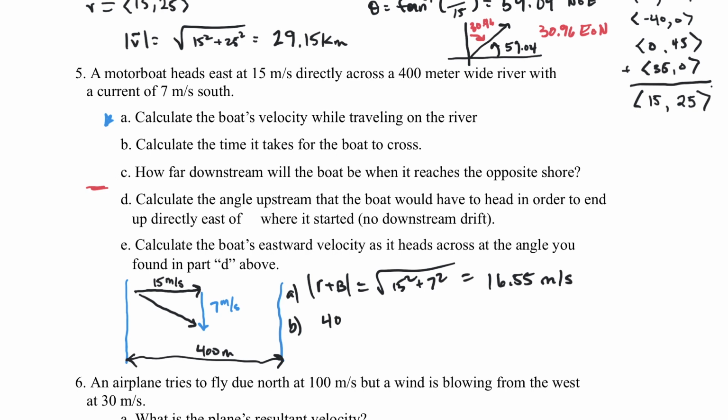I have 400 meters to travel. So we're looking at distance divided by velocity equals time. That's the formula we're using. So 400 divided by 15 seconds is going to give me the amount of time that it takes to cross it, which is going to be 26.67.